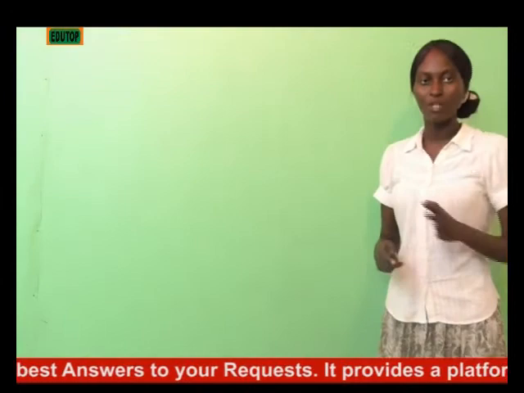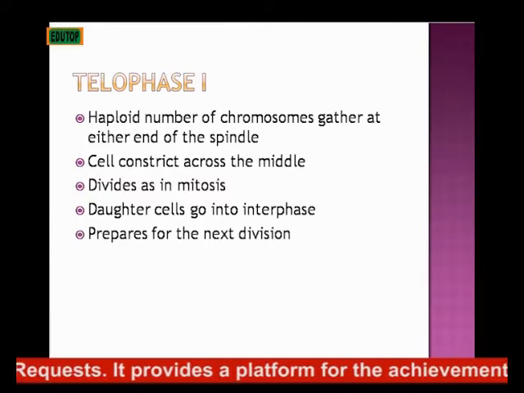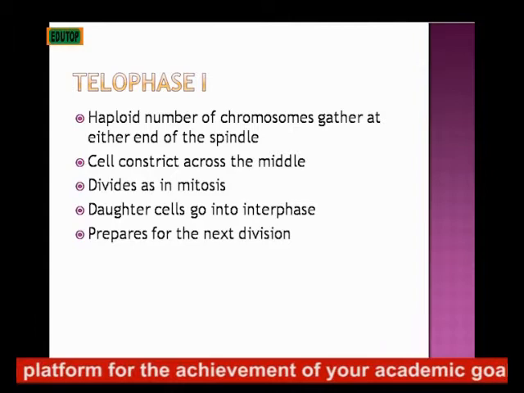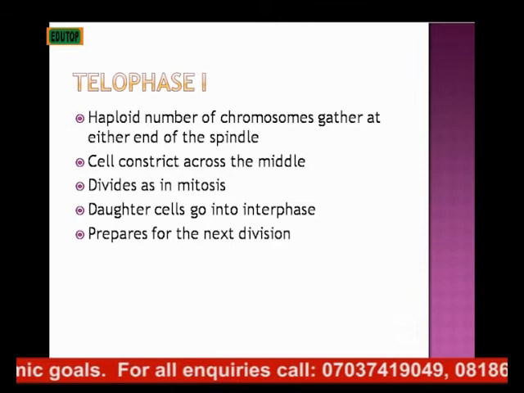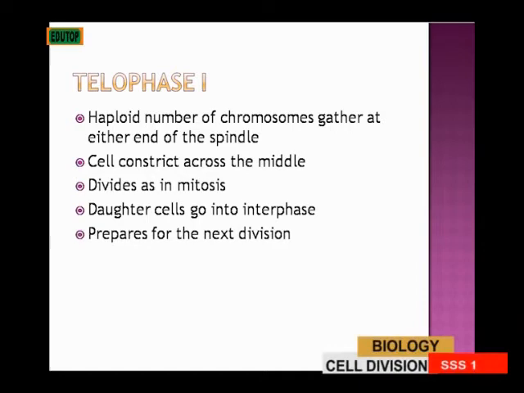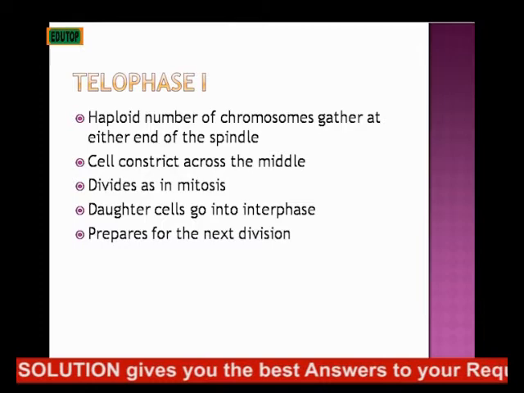Then in telophase 1, the last stage of the first meiotic division, the haploid number of chromosomes gather at the end of the spindle. Then the cell constricts at the middle, just like it did in telophase of mitosis. It constricts at the middle, like it wants to divide. There is a constriction, it bends at the middle, so they can easily separate. Then it divides as in mitosis, so it can divide into two. You have a circle that is constricting at the middle, both at the top and below. Before you know it, it divides.